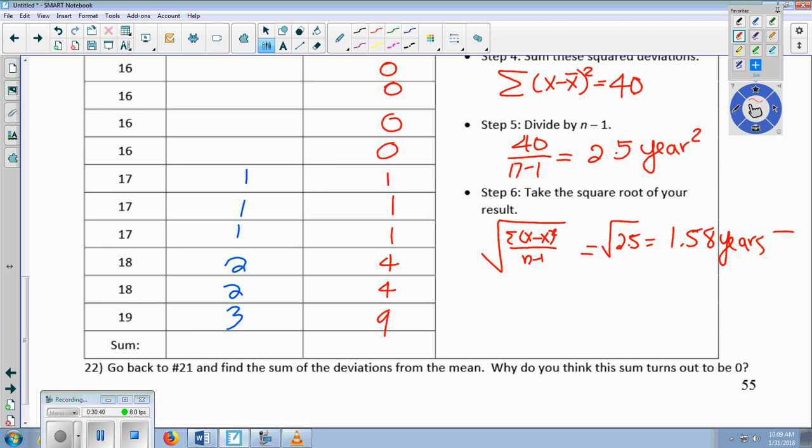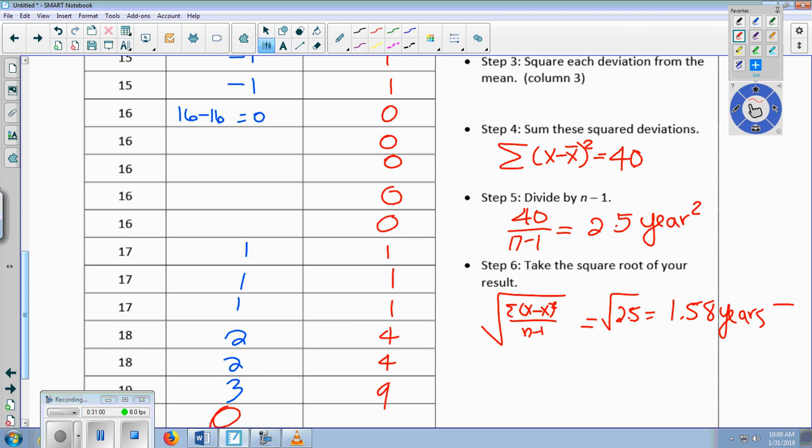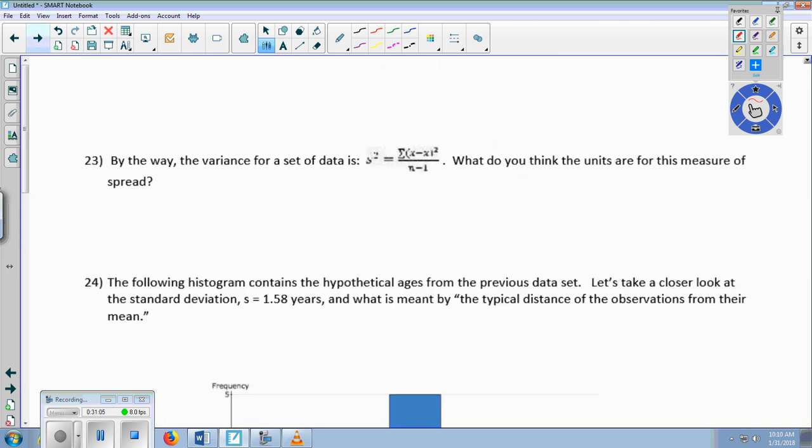We've already talked about why when you sum up the distance from the mean column, it is 0. Remember, the mean is the balancing point of the distribution. When you sum up all the observations' distance from the mean, because you have the negative deviations and the positive deviations, the sum is 0.